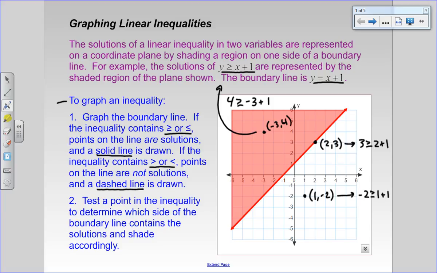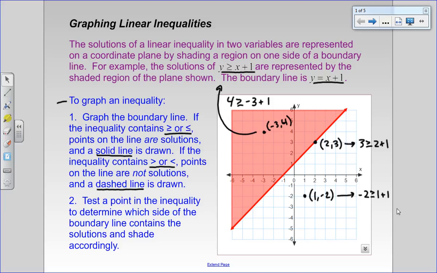Secondly, to determine which side of the boundary line should be shaded, we can simply test a point in the inequality. If that point makes the inequality true, it's a solution, and we can shade all the points on that same side of the boundary line. If that point makes the inequality false, then we know that the points on that side of the boundary line are not solutions, and we'll shade the opposite side.